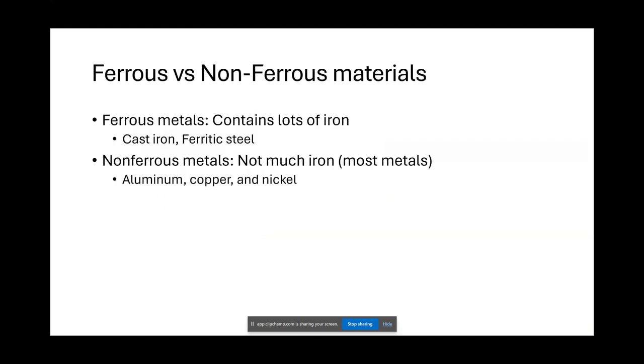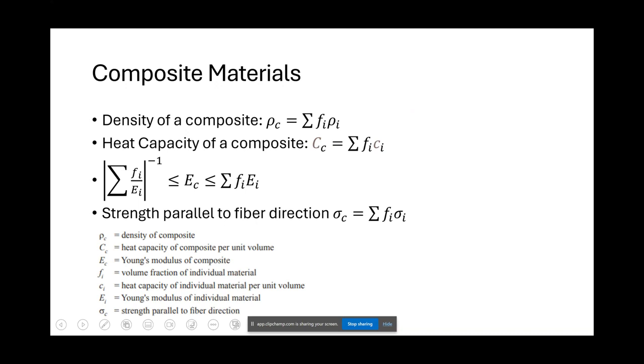All right, now we're going to move on to some composites and ferrous versus non-ferrous materials. At first, I wasn't really aware of what this was, but it's actually quite simple. Ferrous materials are materials that contain lots of iron, and non-ferrous is just materials that don't contain that much iron. You can remember this by a little thing: if you remember the periodic table, the iron element symbol is Fe, and that's actually due to ferrous and non-ferrous.